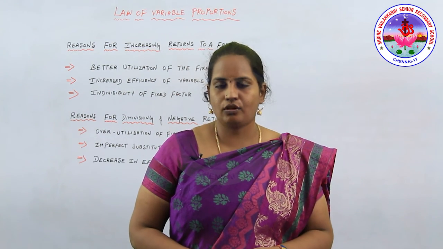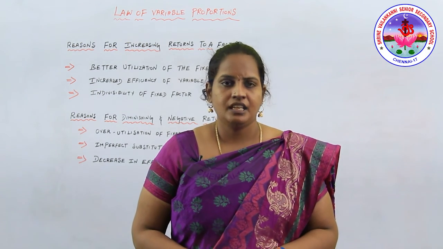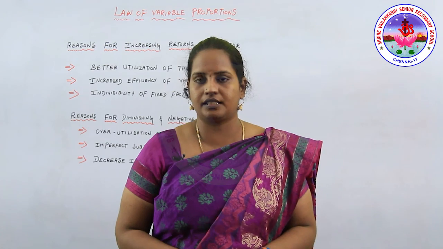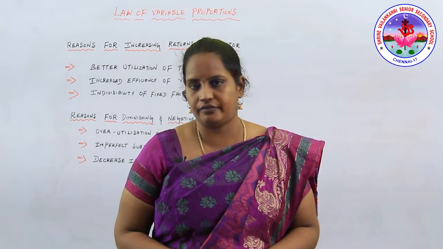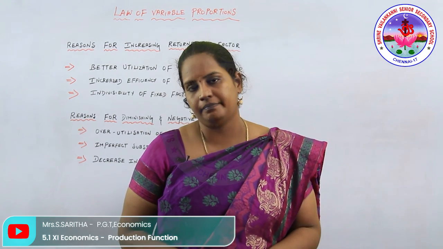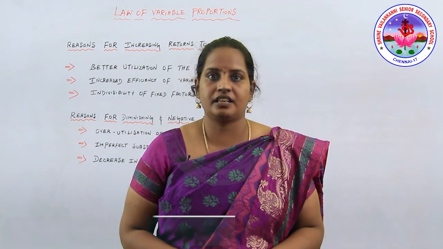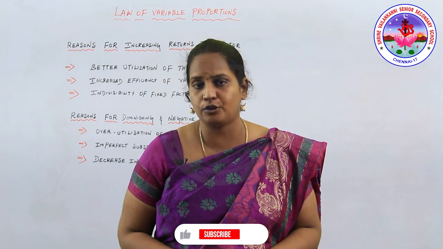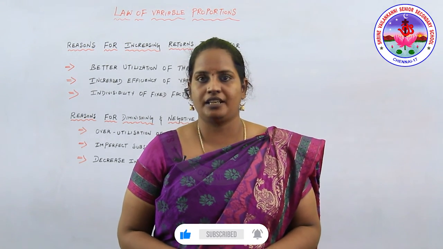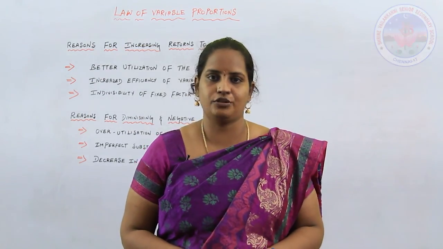Let us quickly recall what we studied in the session. We started with the law of variable proportion and the statements: phase 1, phase 2 and phase 3. We discussed them with the table as well as the diagram. Then we discussed the reasons behind the law of variable proportions, and at the last, the reasons for diminishing and negative returns. Thank you.